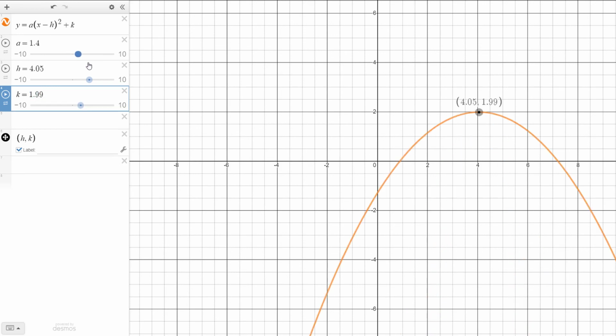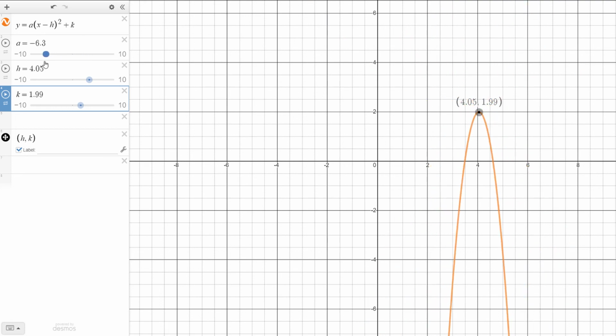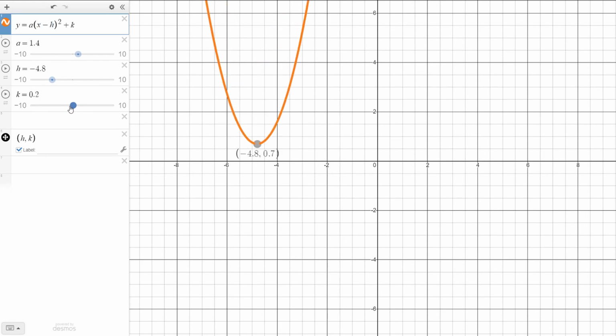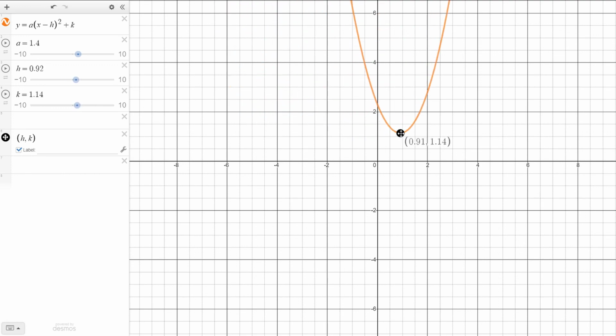And so as I move these sliders, the a does not change where the vertex happens. It just changes the shape. I'm flying like a bird here. And if I move my h to be more negative, it moves to the left. But as I write it, that means minus a negative. And my k value moves things up and down vertically. And those are the most basic transformations of a parabola in a quick and detailed format.